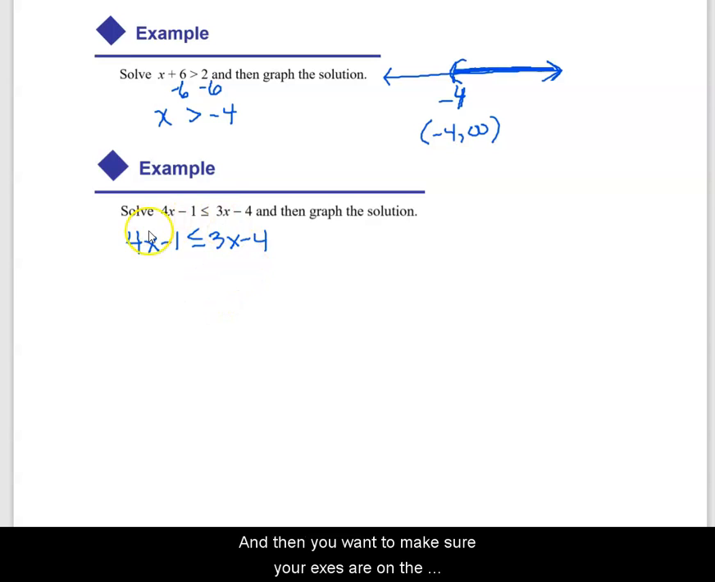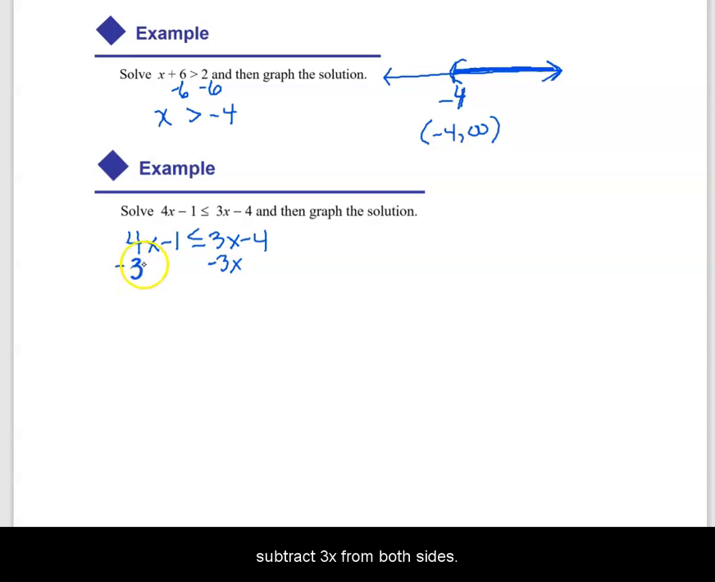And then you want to make sure your x's are on the same side, okay? So I either have to move 4x or move 3x. If I subtract 4x, it's going to give me a negative number, and there's absolutely nothing wrong with that, but I really don't want to have to deal with that. So I'm going to subtract 3x from both sides.